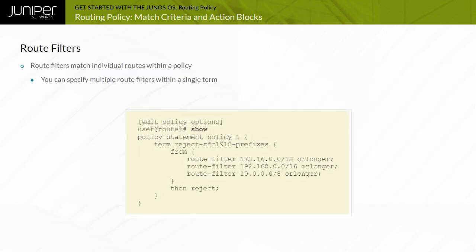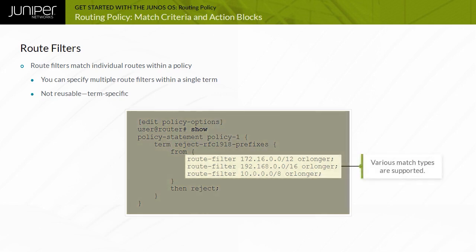Route filters are lists of prefixes configured within a single routing policy or policy term. Unlike prefix lists, they are not reusable, but rather are specific to the policy or term in which they are configured. They provide a few more match types for selecting prefixes. As with the prefix list filter statement, you can specify an optional action to be taken if the route filter statement matches. This action is executed immediately after the match occurs, and the then statement is not evaluated.